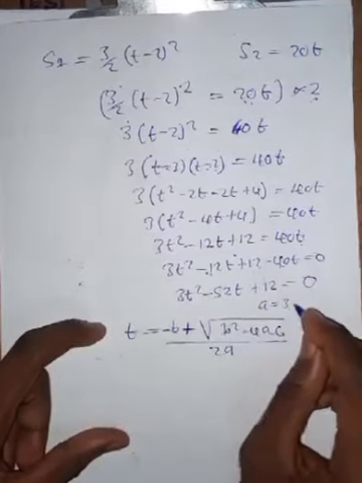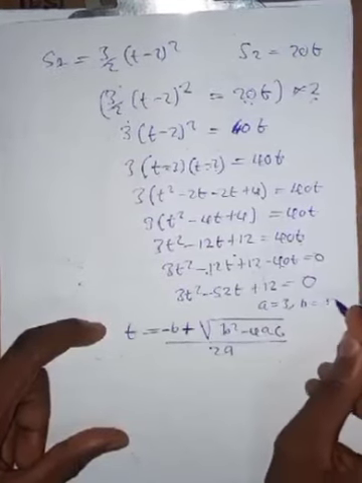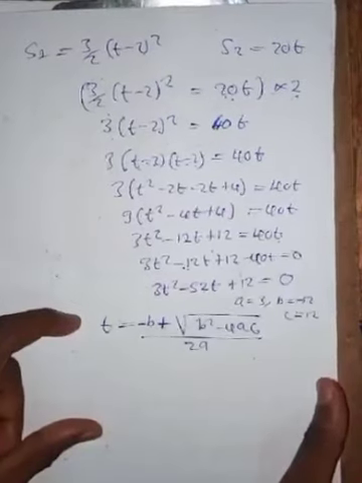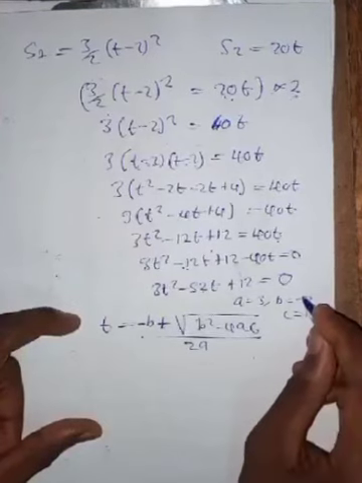So please get your a from the equation, which is 3, get your b, which is minus 52, and get your c, which is 12. I'm sure you are following.